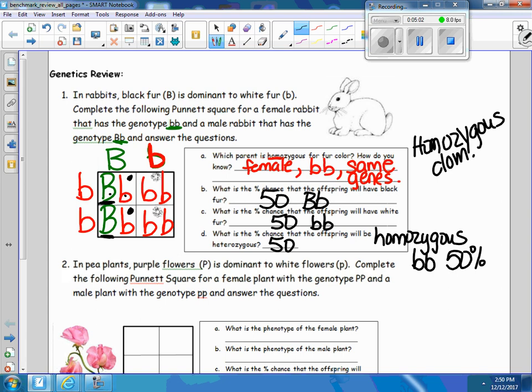Homozygous dominant, what percent? Where is their homozygous dominant? You have to have what? You'd have to have two of the same genes that were dominant. You'd have to have two big B's. What percent chance homozygous dominant? 0.